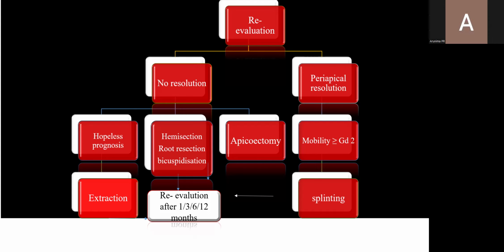Again, you have to reevaluate. And if there is a periapical lesion, you have to go for a periapical surgery. And when you do a periapical surgery, if the tooth is exhibiting mobility, go for splinting, and then you do the procedure and then you evaluate. And after 2 to 3 months, you can go for the final restorative options.